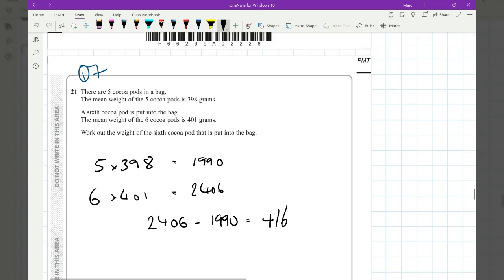Okay, so we can't do any sort of manipulation with those averages. We have to take them back to those totals and then carry on from there.